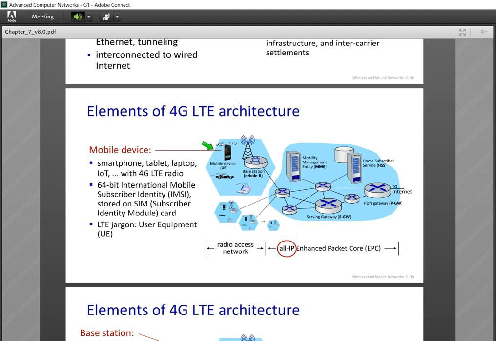When we talked about a cell phone and using cell phone technology, for example, on a smartphone, we need a SIM card. SIM is an abbreviation for subscriber identity module.